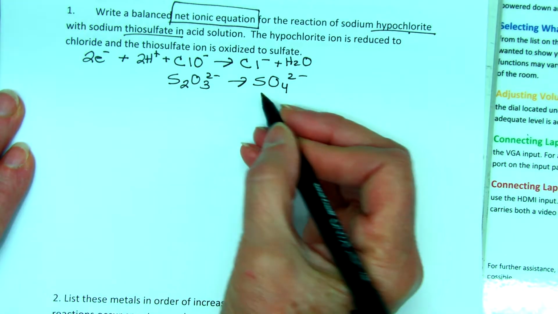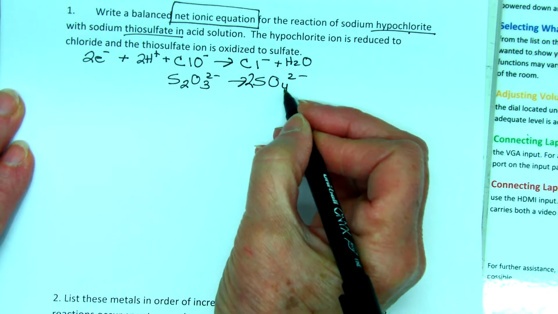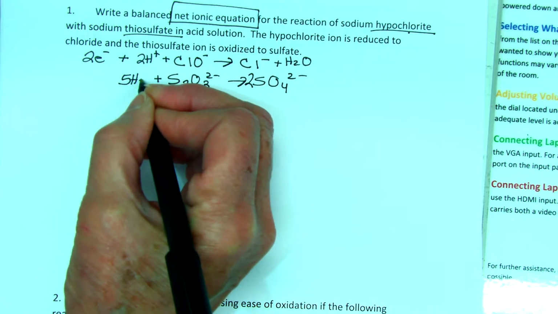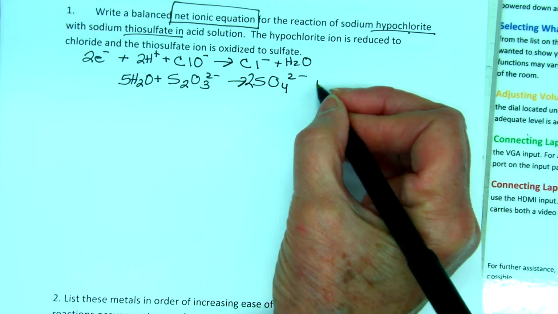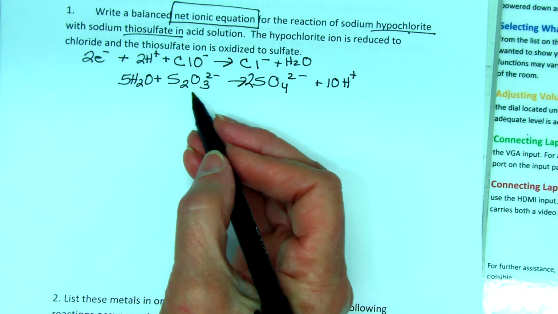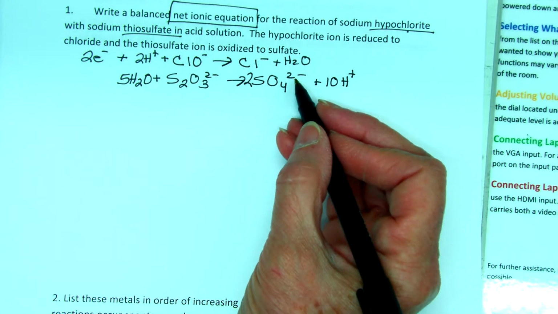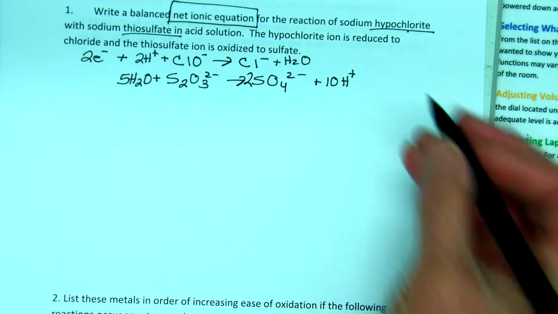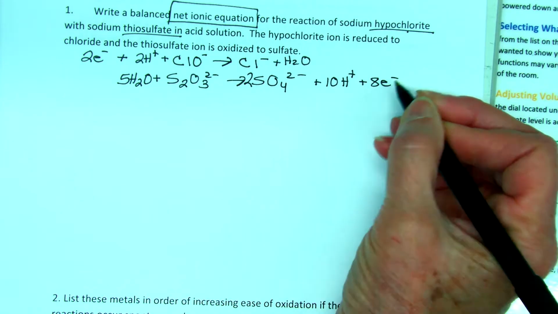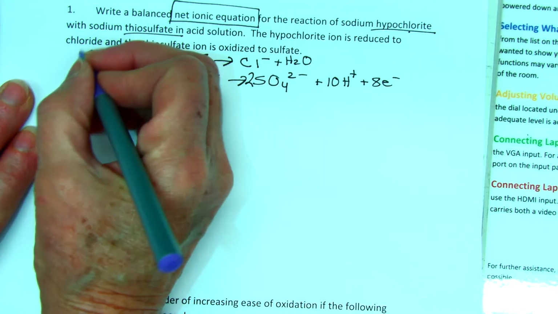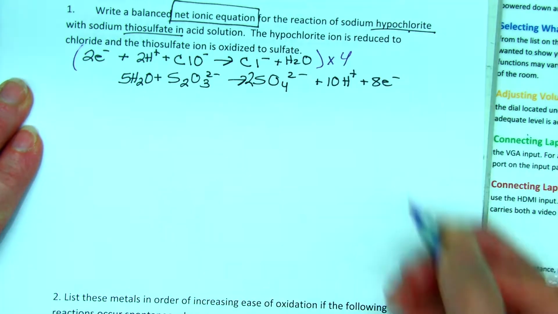2 sulfurs, 1 sulfur. Add a 2. 2 times 4 is 8 oxygens, 3 oxygens. Add 5 waters. 10 hydrogens, no hydrogens. Add 10 hydrogen ions. We have a negative 2 here. 2 times a negative 2 is a negative 4, and a plus 10 gives us a positive 6, and we have a negative 2 over there, so we add 8 electrons to the right. Now, to get my number of electrons the same, I'm just going to multiply this top one by 4, and I will have 8 electrons on each side.